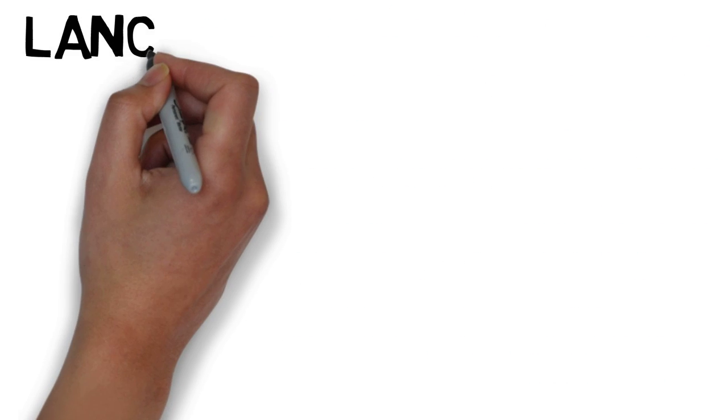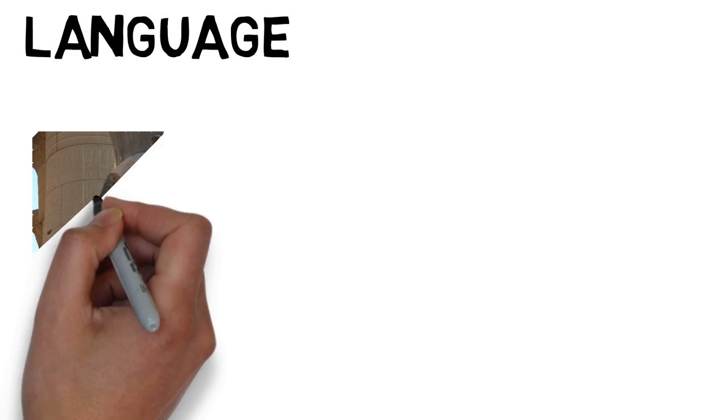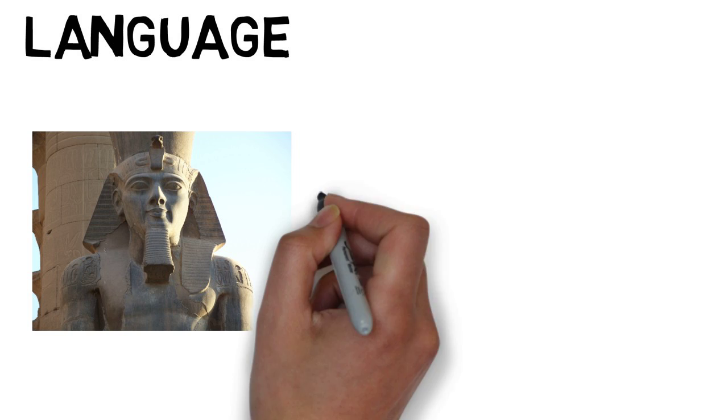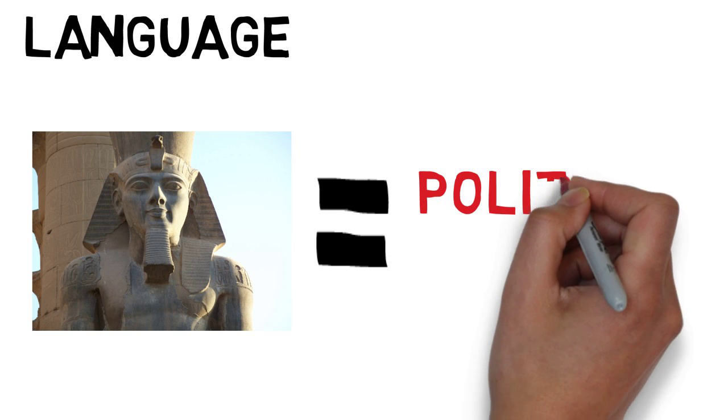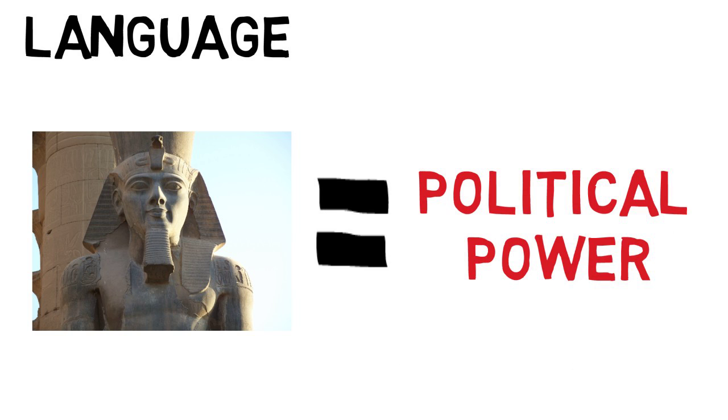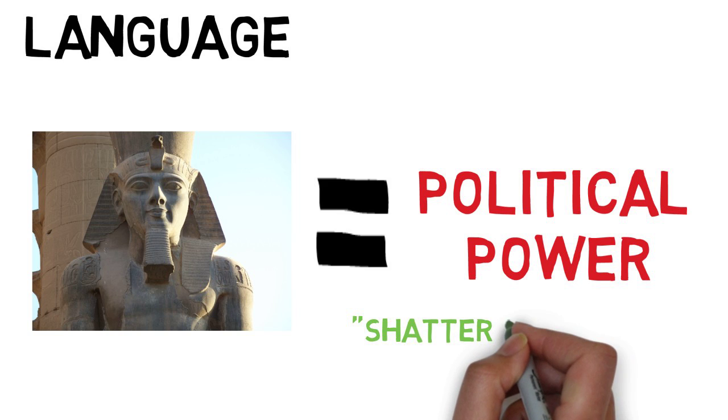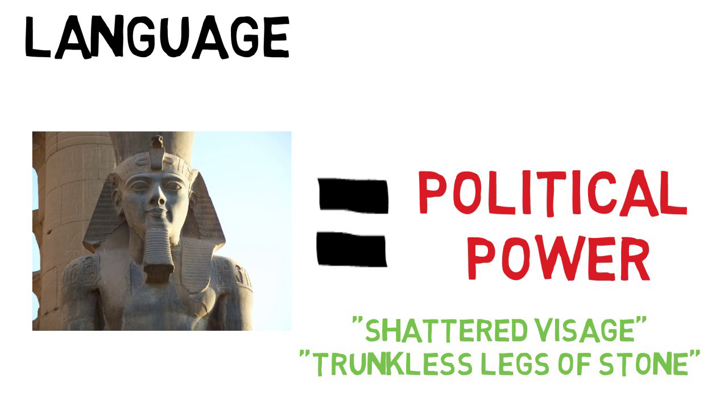What can I say about the language? Well, the first thing to say about the language is that the whole poem is a metaphor for the ephemeral nature of political power. The statue represents this power, and in its state of ruin represents its impermanence. If you want to refer to the fact that the poem itself is a metaphor in your responses, try to remember a couple of quotations which describe Ozymandias' statue in its final state, perhaps shattered visage or trunkless legs of stone. Ozymandias' power is undermined throughout the poem, as we said before, and this is accomplished through language.